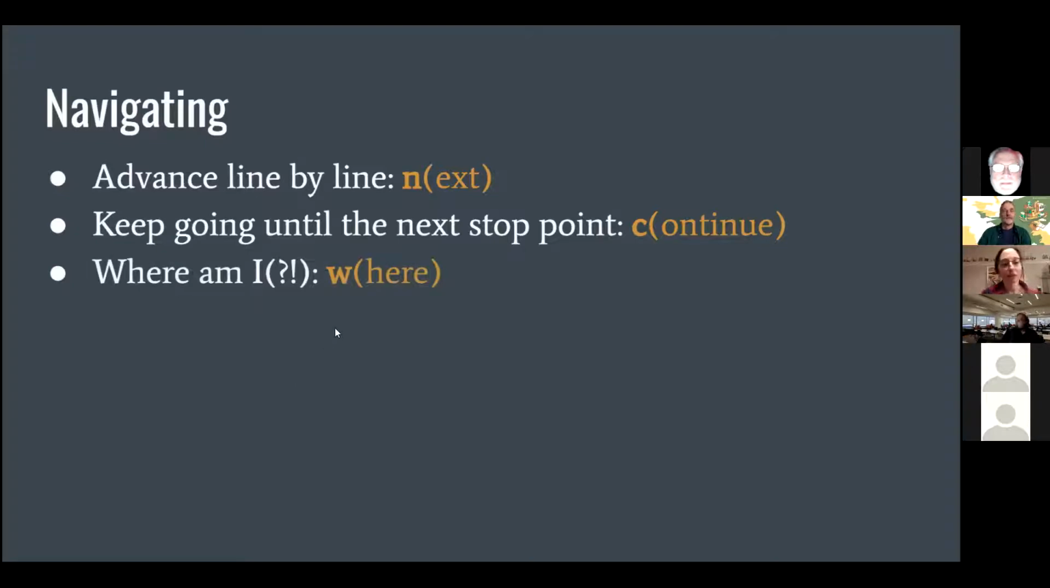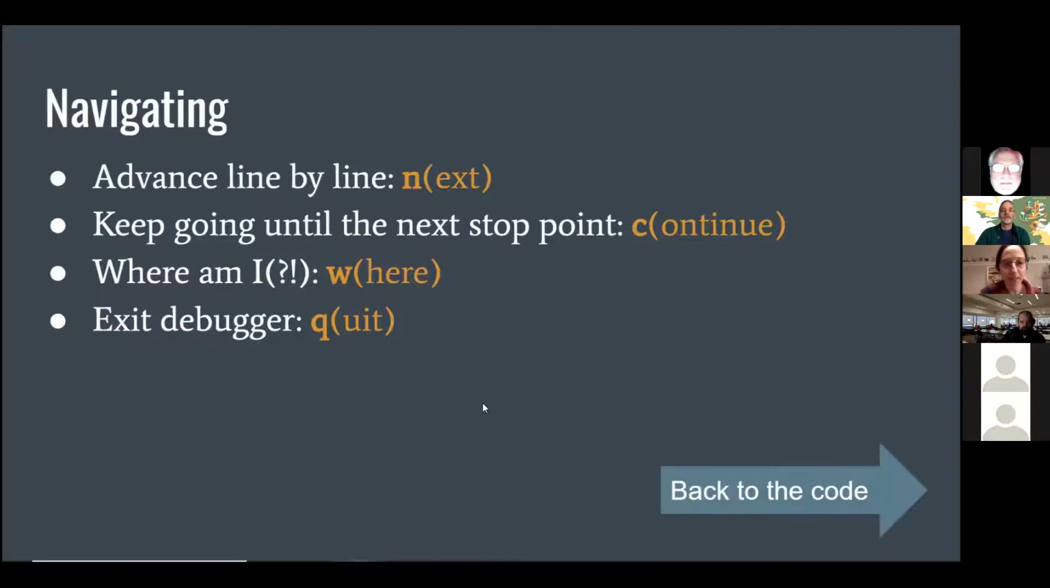Where am I? I'm sure we've all gotten lost in the terminal before. This command is really helpful because it just reprints the line that you're on. It's very similar to list, but list does some weird things and doesn't always give you the same thing back. Where will always give you the line that you're currently on. And then it's always helpful to know how to quit. A lot of command line tools kind of obfuscate this, but q or typing quit will get you out of the debugger, and it'll actually exit the whole program. All right, let's see those in action.